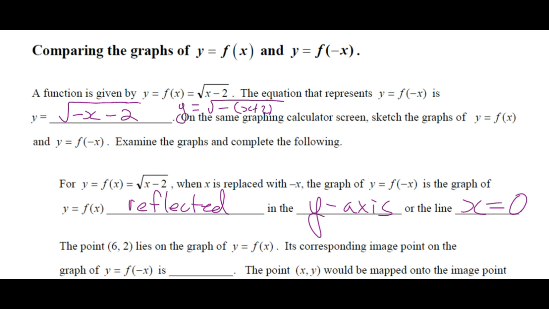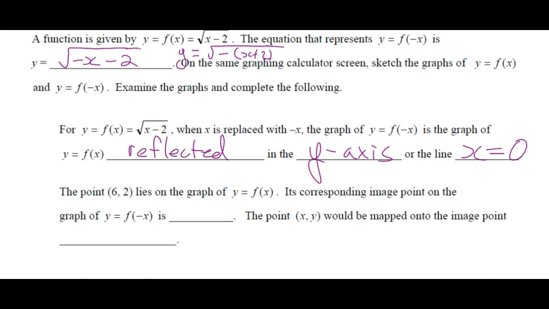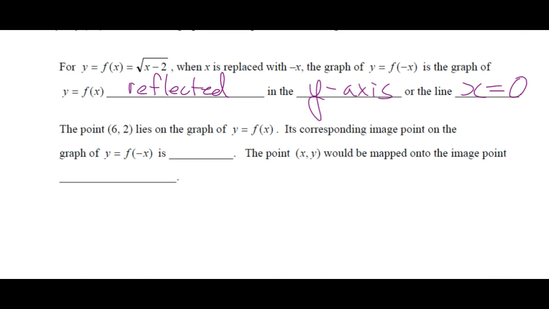What's on that line? X is 0. What's y? Anything you want, but x is 0. The point 6,2 lies on the graph. The corresponding image point is? Yeah, because x is replaced with negative x. The point x,y would map to the image point. Right, and again, x is replaced with negative x, right?